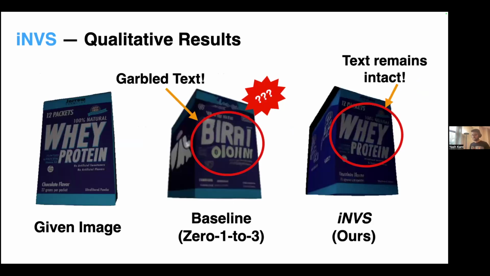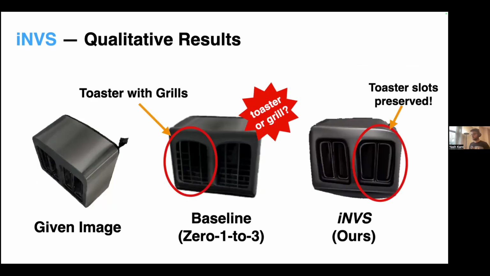And here are some qualitative results from our method. Because we explicitly transfer the source pixels to the target view, compared to Zero-1-to-3, we are able to preserve the text and textures much better. So you can see these words whey protein still exist in the final view. And similarly, you can see again that our method is able to preserve the structural and semantic details much better. This toaster here that has these toaster slots becomes a grill when generated with Zero-1-to-3. But our method is able to preserve these things intact.